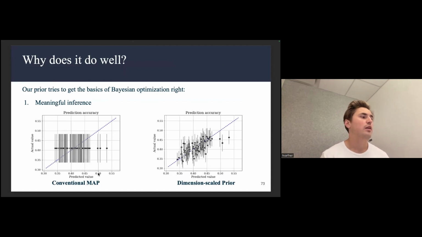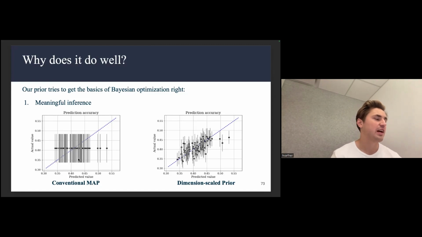And so in conventional MAP, this is a 180 dimensional problem. By assuming that all length scales matter, that all dimensions matter, you quickly lose all correlation in your GP. You quickly revert back to the prior. So as you can see here, for the predicted value and the actual value of the function sampled randomly in the search space, we infer absolutely nothing.